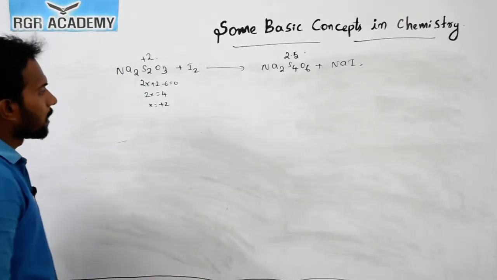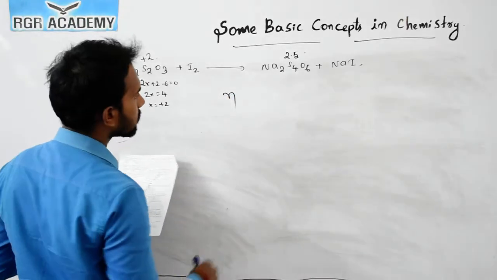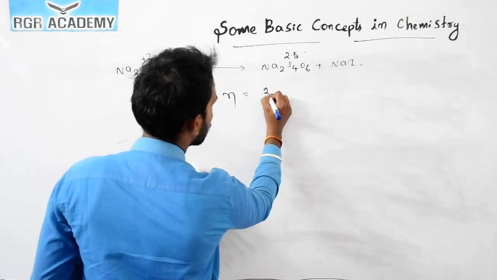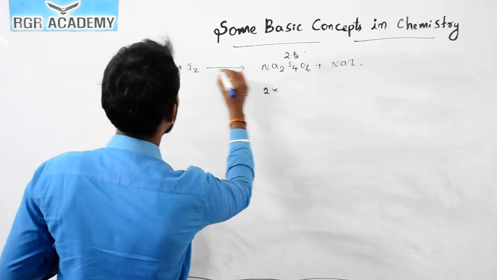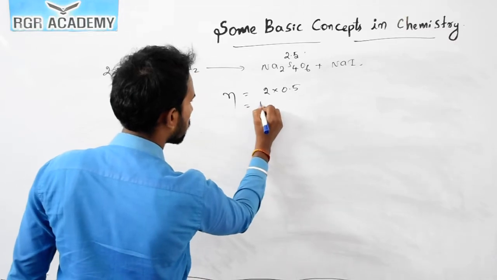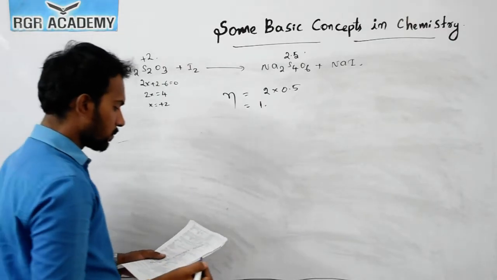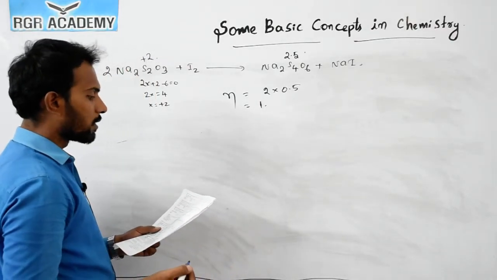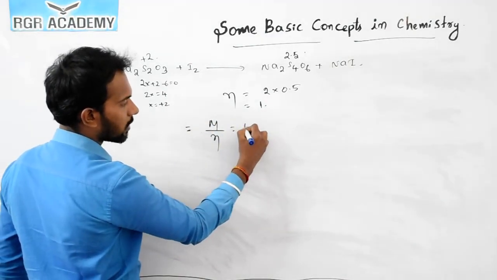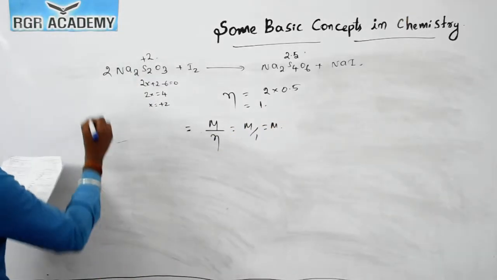Here n is the number of electrons which are changed. n is equal to 2 into the change in valency, which is 0.5, so 2 into 0.5 is equal to 1. So the equivalent mass is equal to molar mass divided by n, right? So M by 1 is equal to M. So the answer is 2.